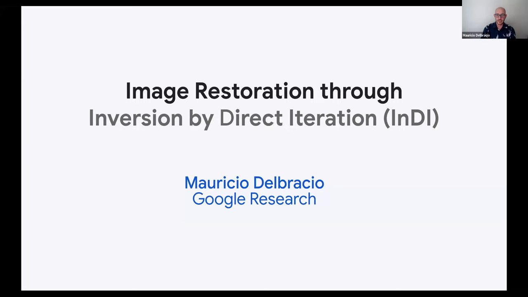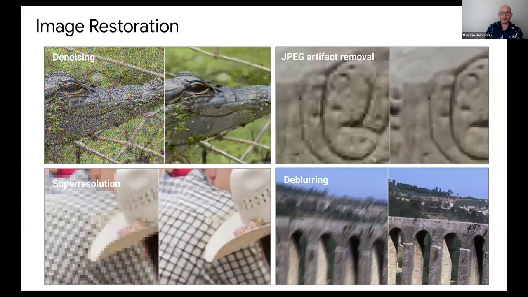So today I'm going to talk about our very recent work on image restoration that we call image restoration through inversion by directed iteration (IRDI). Okay, so what is actually image restoration? The goal is to try to improve the quality of an image. And in general, what we want is to recover an image that is clean, sharper, with less noise than the input. And there are many different sources of degradation. We can have noise due to low light capture, electronic noise, blur due to camera shake or moving objects, out of focus blur, limited resolution. So it's a very general problem.